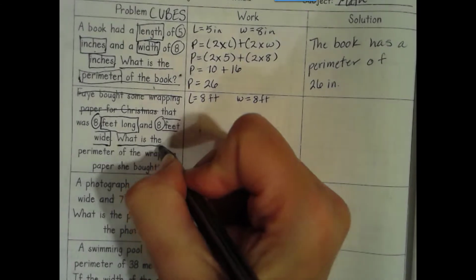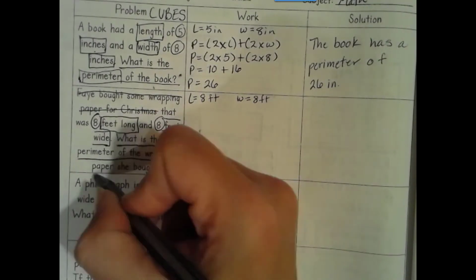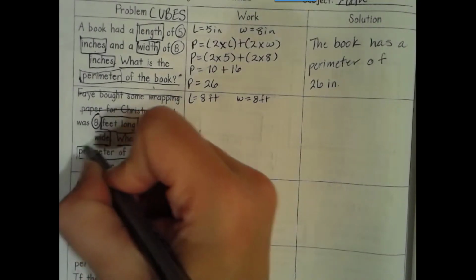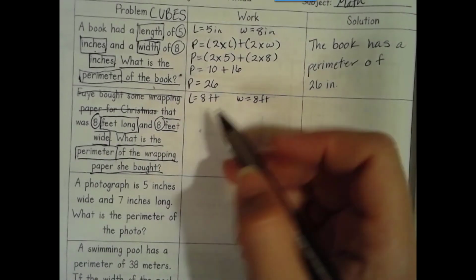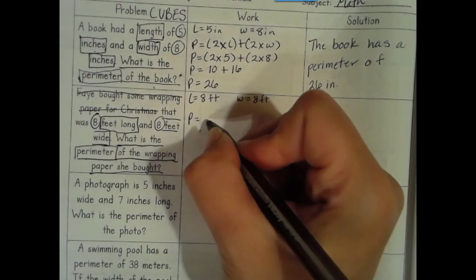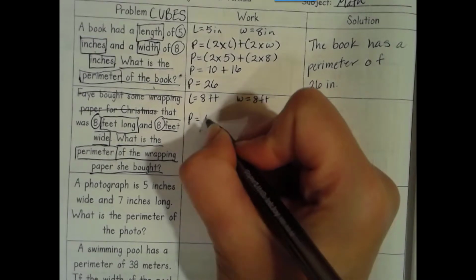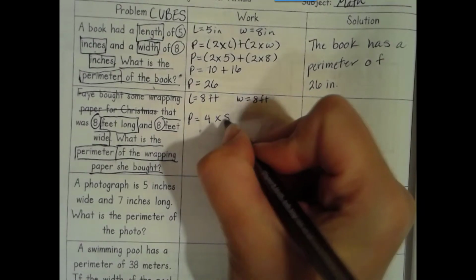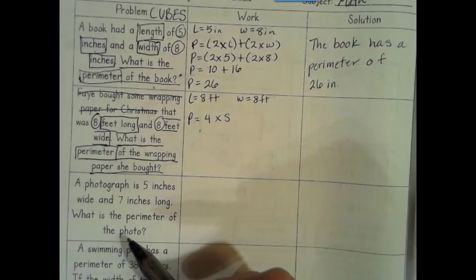What is the perimeter of the wrapping paper she bought? So we're going to try to find perimeter, but this is a square. So I can just multiply by 4. 4 times a side, because all the sides are the same length.